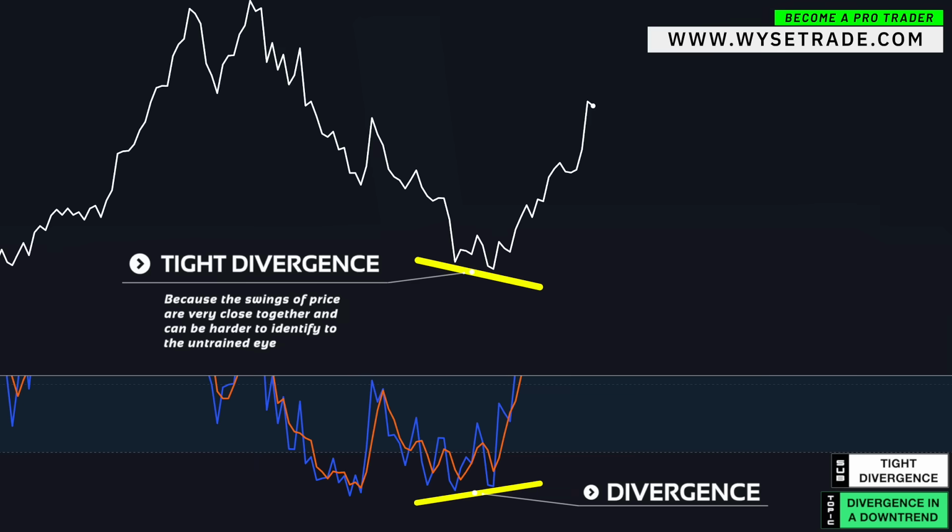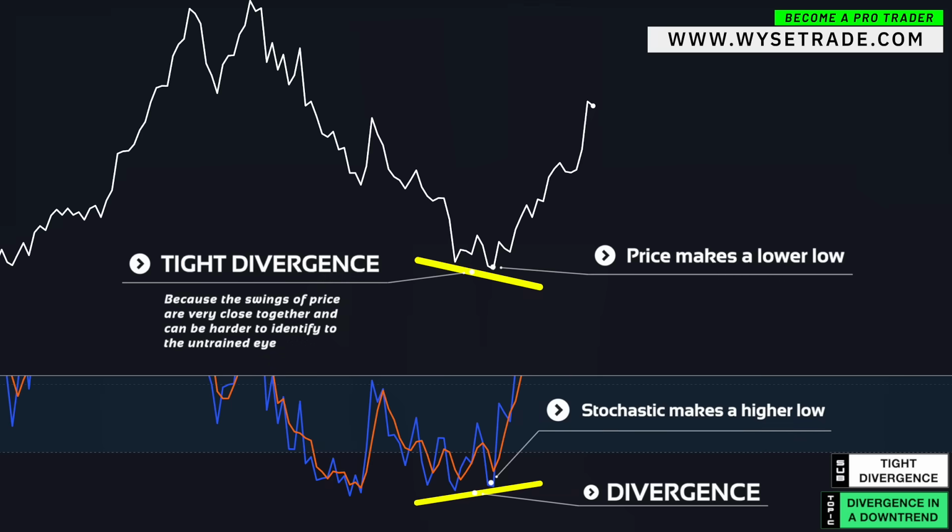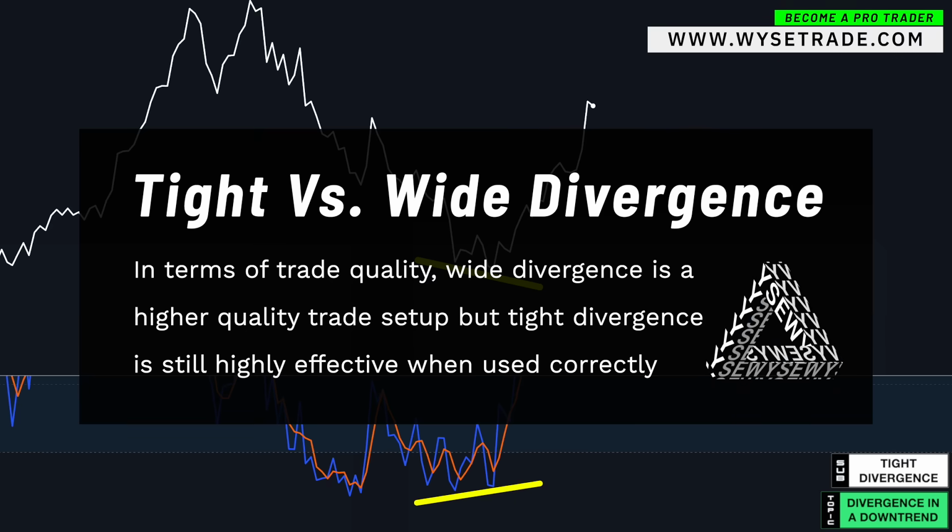Now, you can then clearly see price making a lower low, whereas the stochastic is making a higher low, which is divergence. Again, in terms of trade quality, wide divergence is a higher quality trade setup, but tight divergence is still highly effective when used correctly.